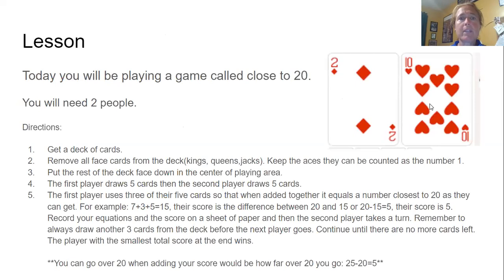All right, today you will be playing a game called Close to 20. You will need two people. These are your directions. You'll need a deck of cards. That's what these are here. It kind of looks like this.